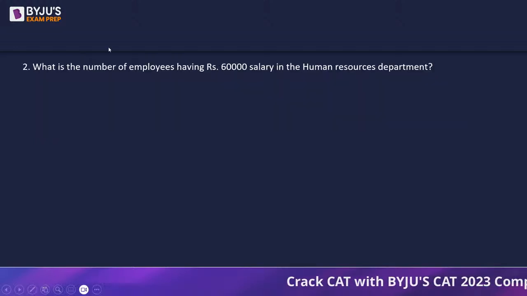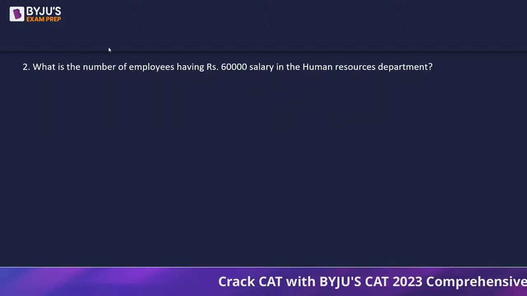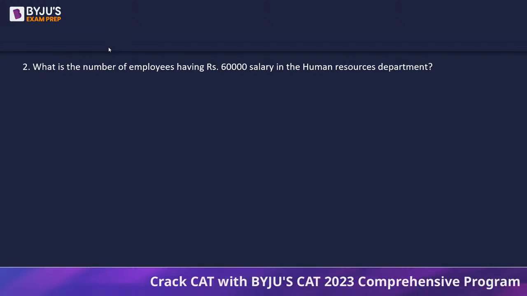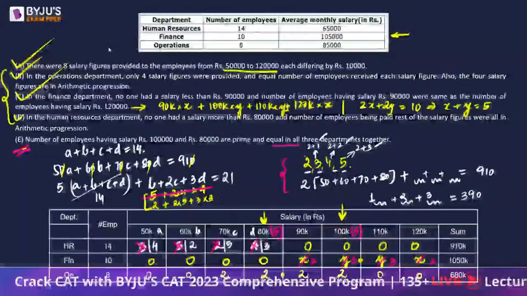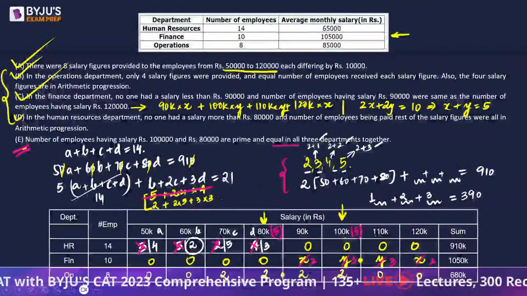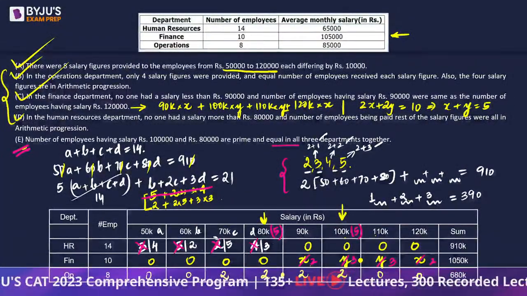Right? Okay. The next one. What is the number of employees having rupees 60,000 salary in the human resource department? We need the 60,000 of HR. In HR at 60,000, as you can see, there are 2 employees, isn't it?